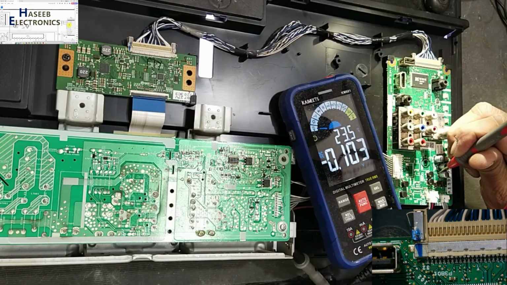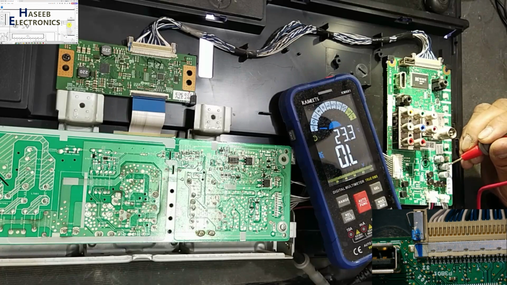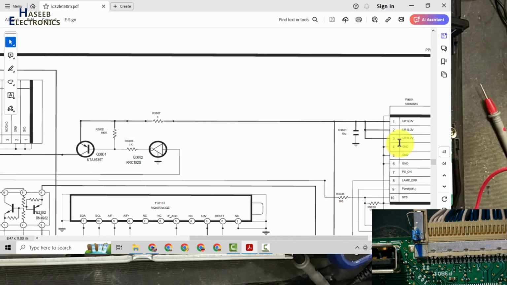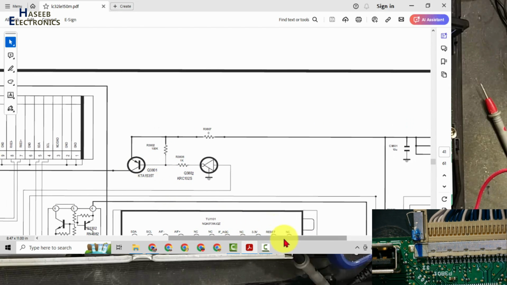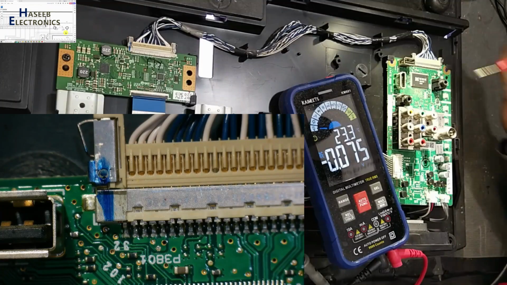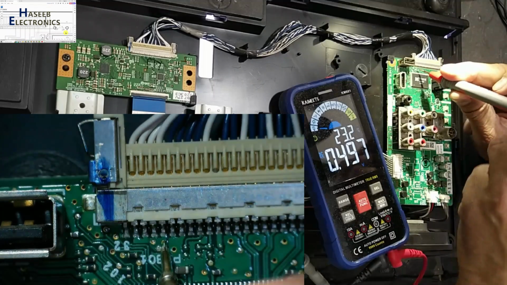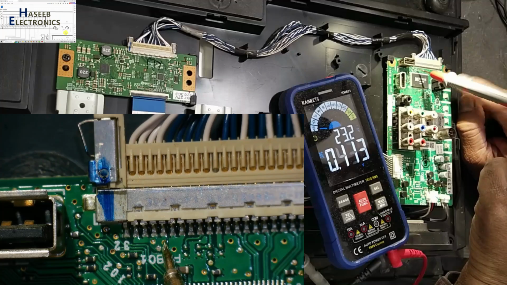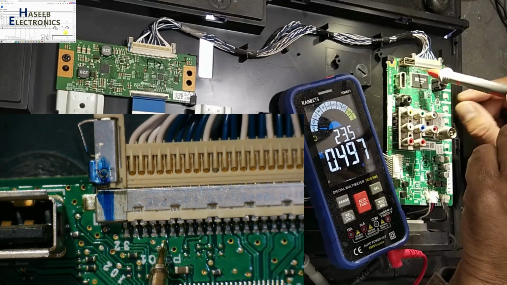These voltages are coming to this capacitor, this point. After this capacitor there is one resistor, a fuse resistor, jumper resistor, this transistor, then this voltage will reach here at this pin. When we power on, power off, here must be 12 volt. That means there is a problem in this board.